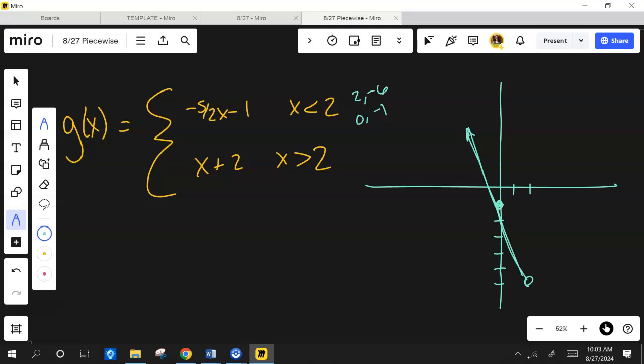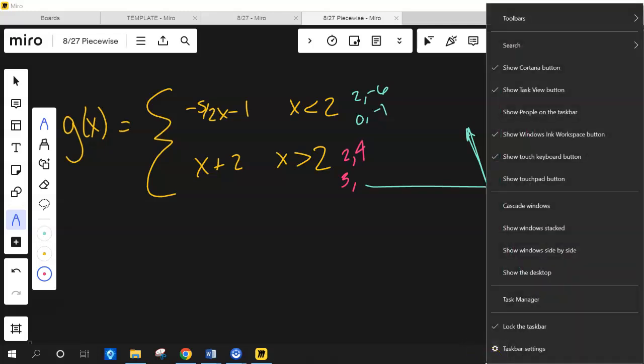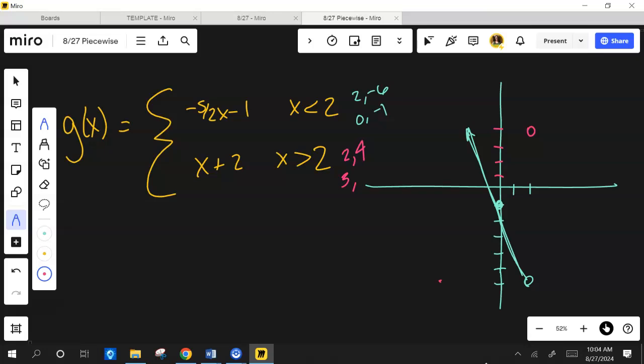All right. Now, 2 here. What do you get? 4. Again, though, this is an open dot. If I plug in 3, what do I get? Shh, boys. Braylon. Y'all are getting me discombobulated. Right? Yes, 5.